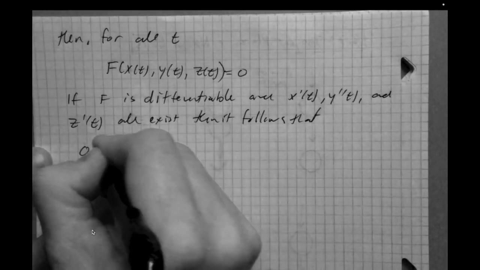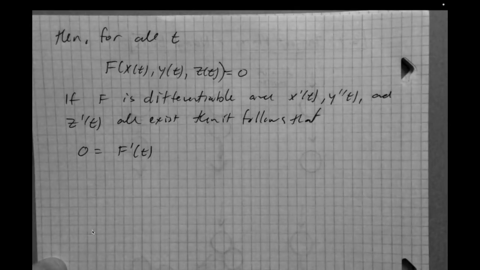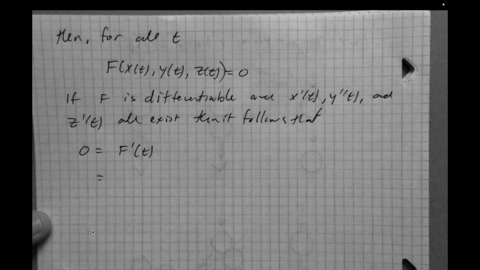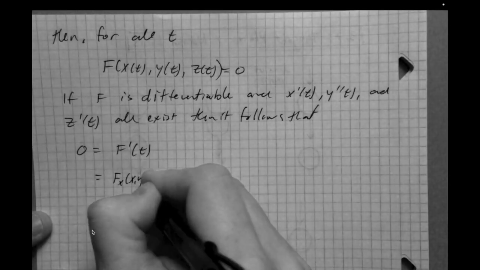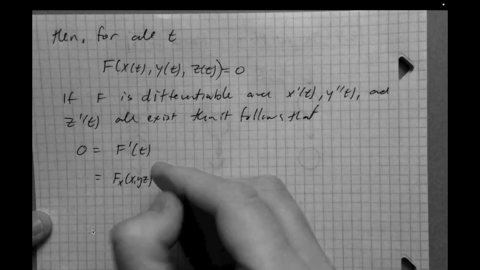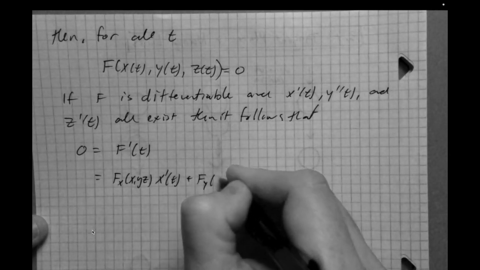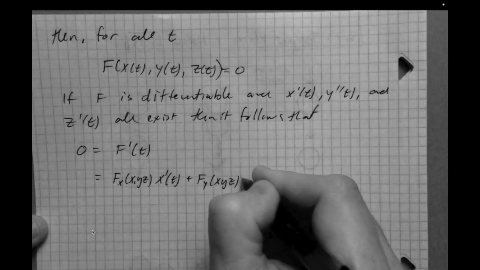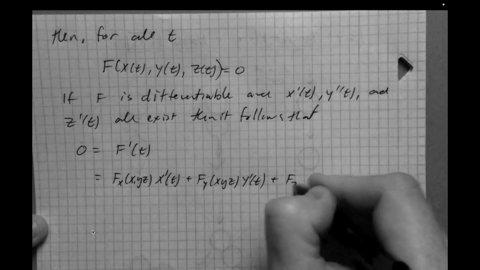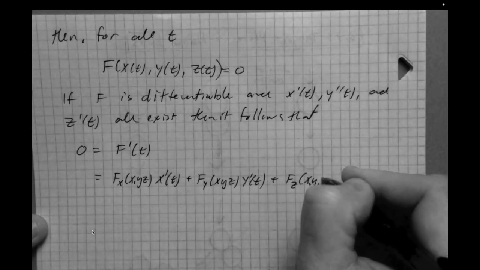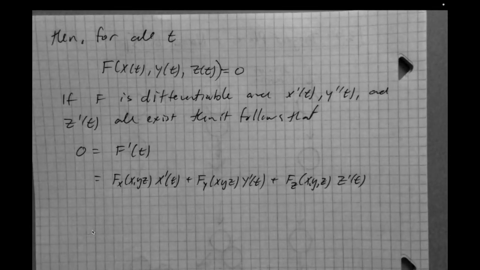It follows that 0 is equal to the derivative of f, which will be equal to, by the chain rule, the partial with respect to x times the derivative of x, plus the partial with respect to y times the derivative of y, plus the partial with respect to z times the derivative of z. Okay, so that's just the chain rule.